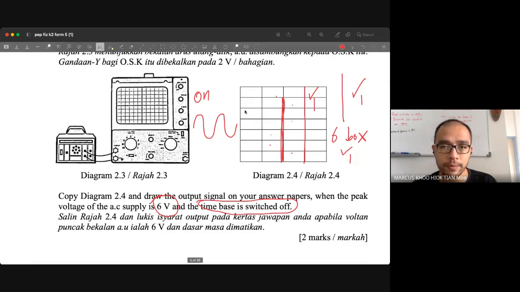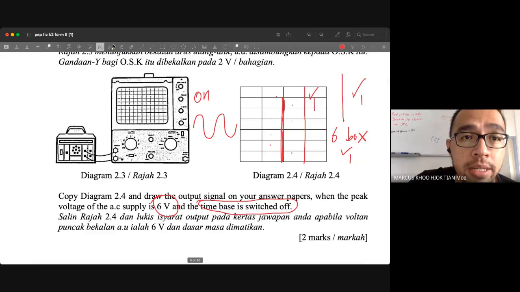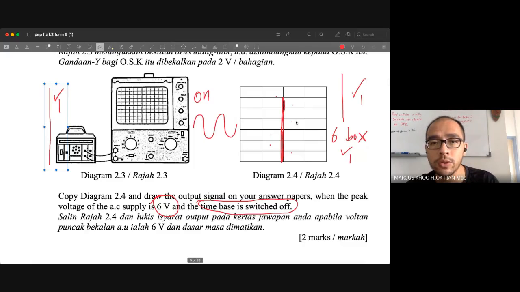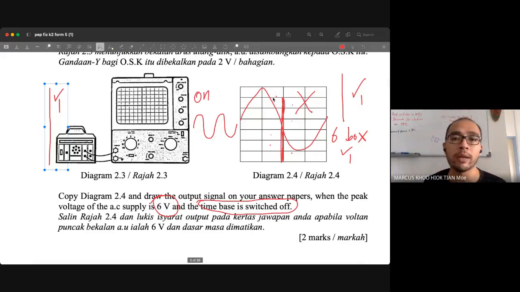Some of you, I said eraser. Do I have an eraser? Oh, there is. Okay, some of you, what you drew is this. You drew up and down like this. Okay, this one is definitely wrong. I give automatic wrong because you did not understand the time base switch off at all. Even if you get the 6 volts correct, I do not count it, because for me the most important thing is this straight line, because the time base is switched off.